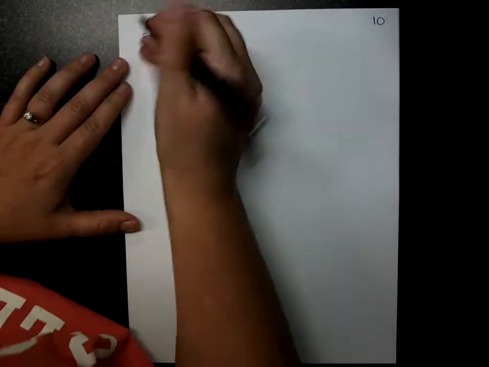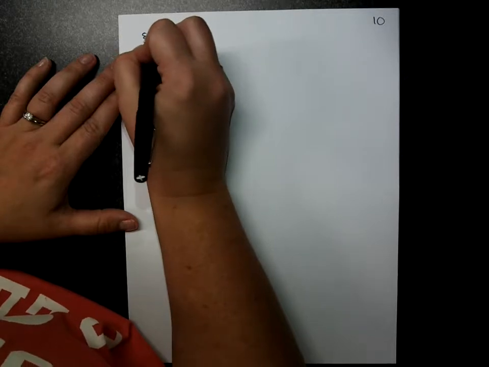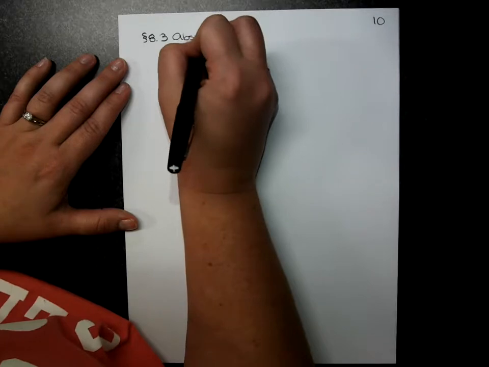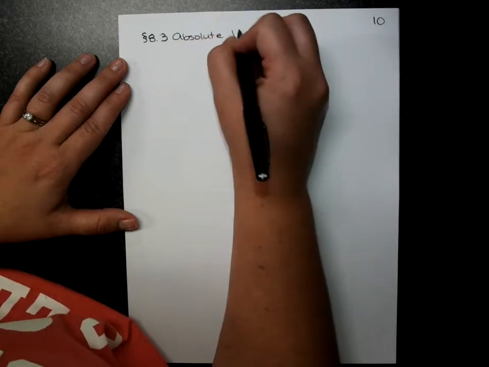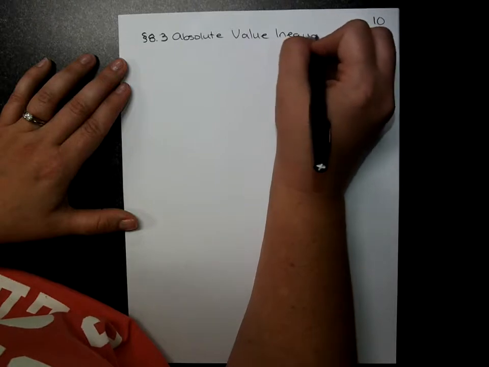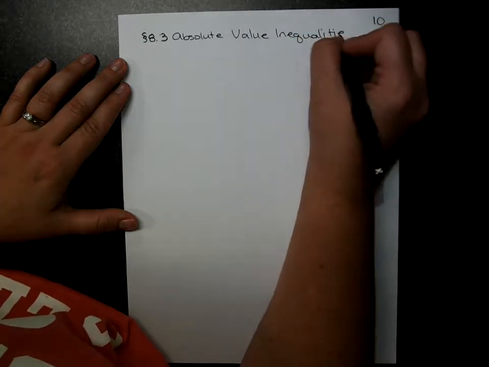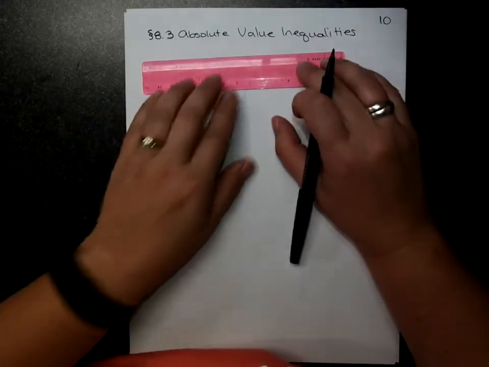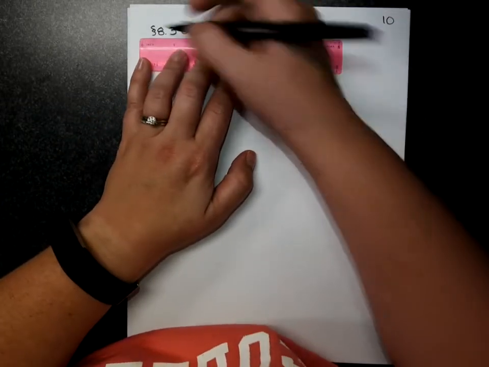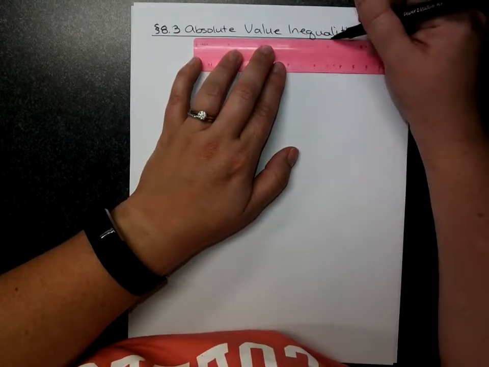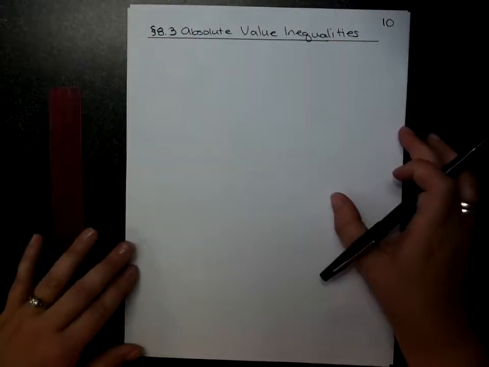Marker's dying on me. Here we go. Section 8.3 in your textbook on absolute value inequalities. So we're combining what we learned about absolute value equations with what we know about inequalities. If you have your ruler handy, it might help to just keep your notes nice and organized.